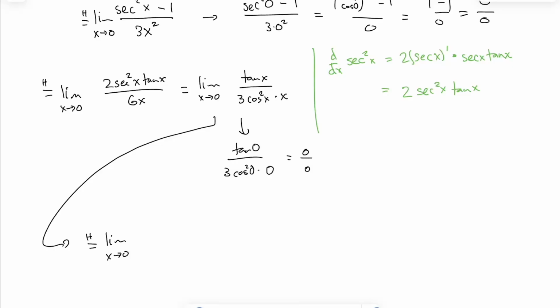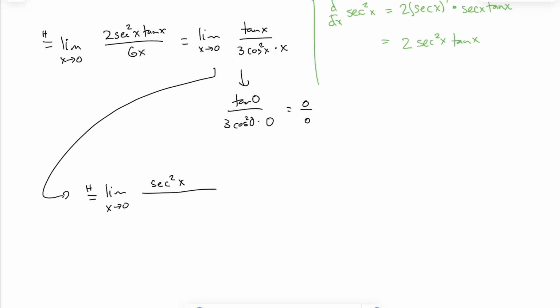The tan on top becomes a secant squared x. That's the derivative of tan. And on the bottom, I need the product rule because of that dot down there, the multiplication between cosine squared and x. So I'm going to do the product rule.